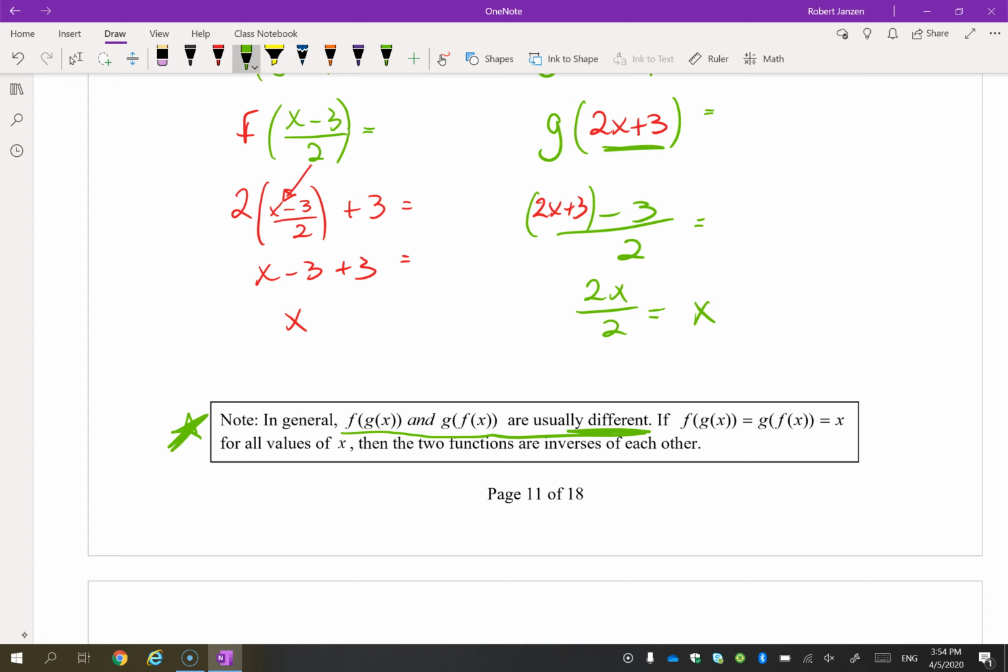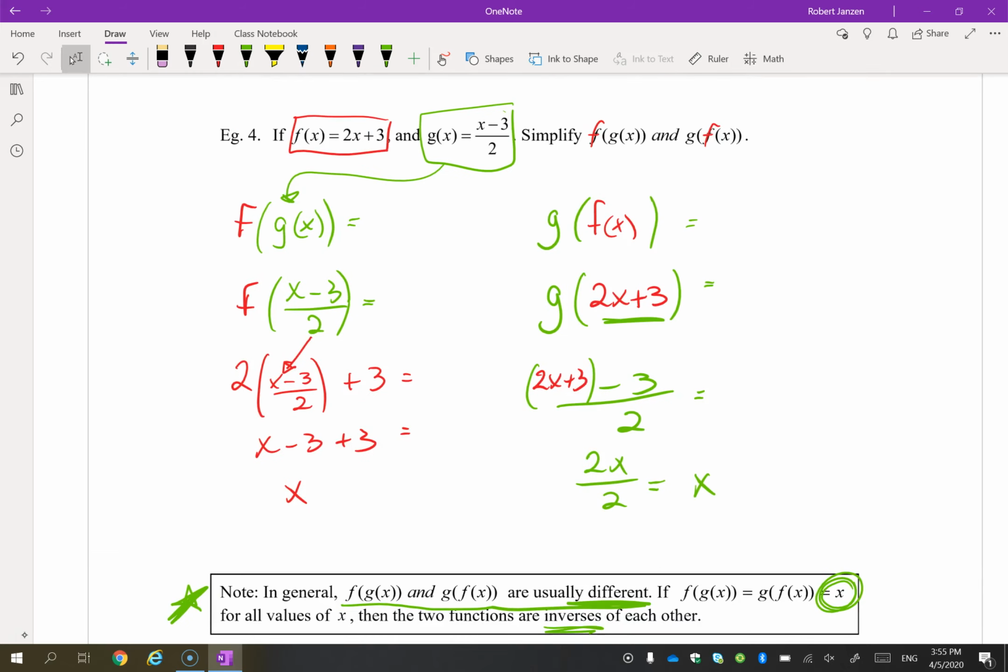If they by chance are the same and they both equal x, then these two functions are inverses of each other. Do you remember what inverses are way back from earlier in the year? Inverses are when we take, if x, y is on one function, then the point y, x is on the inverse function. We just switch x and y values. You might want to go and revisit that from back in the very first unit. Okay, so these two functions are inverses of each other.